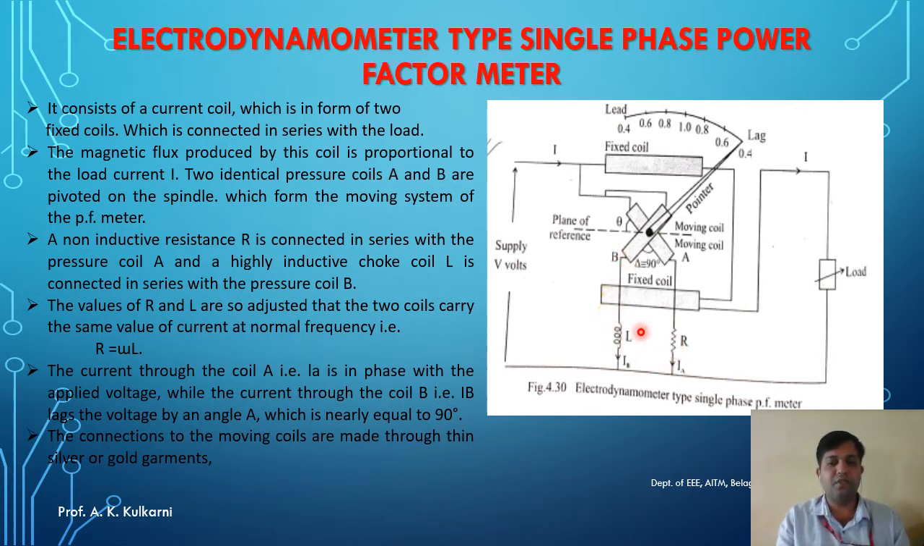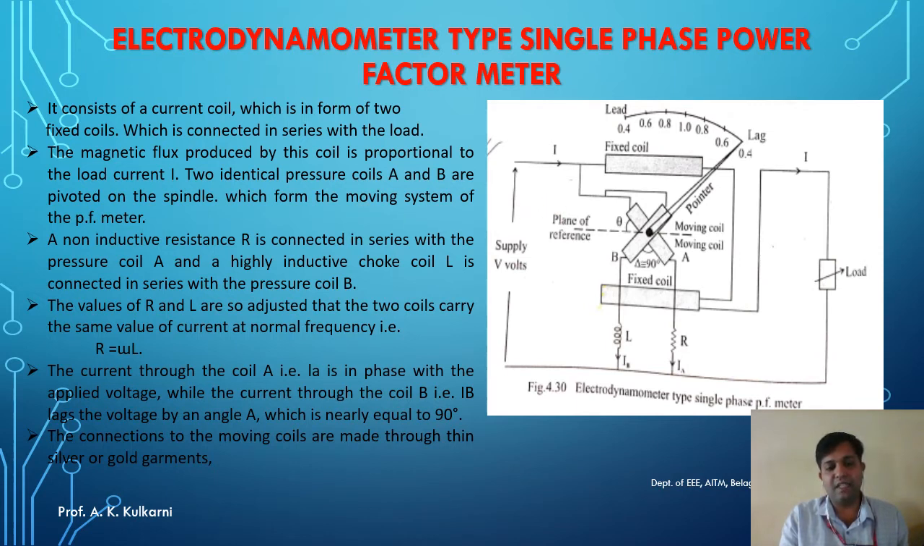So with the help of these variable resistance and inductance, we are going to make the flow of current to be equal in each of these coils. With the help of these resistance and inductance, we are going to make the current IB and current IA equal to each other. But the current IA, flowing through coil A, will be in phase with the supply voltage, whereas the current flowing through coil B, that is IB, will lag the applied voltage by 90 degrees. So this is the construction of single phase power factor meter.